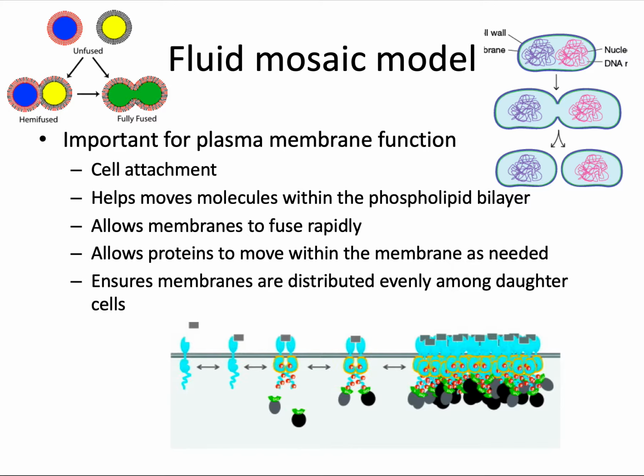And one more important factor, which we especially see in prokaryotes, is that because of the fluid mosaic nature of the membrane, during cell division, after the nucleic acid has replicated and we have equal copies of it, the cell membrane or plasma membrane also has to divide equally. The fluid mosaic model is able to explain how the cell membrane is able to divide equally or evenly between the offspring.